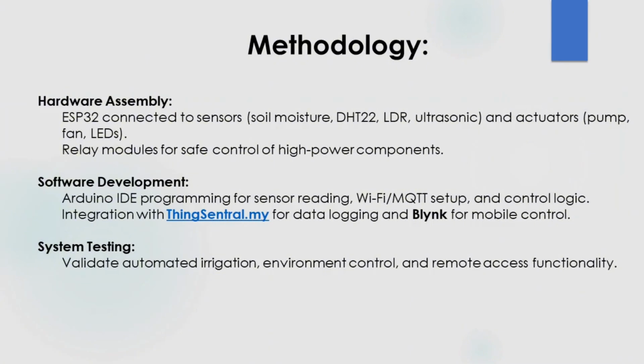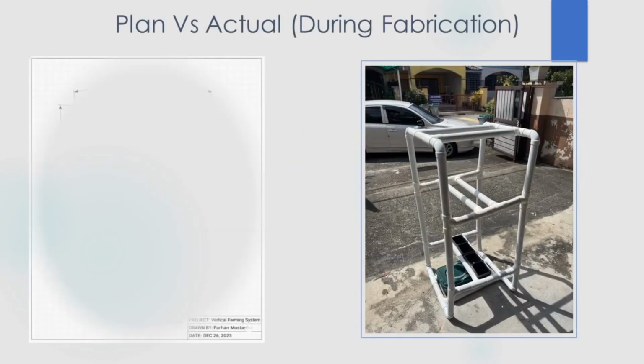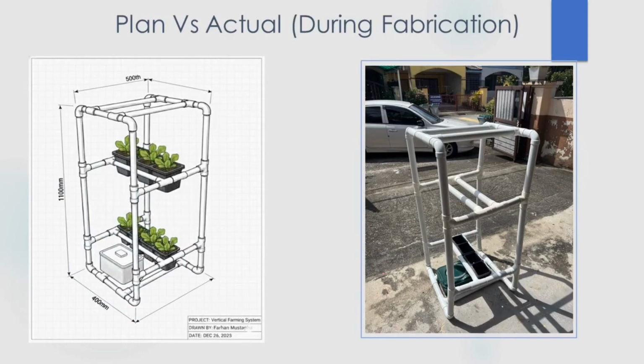The hardware system consists of an ESP32 controller connected to multiple sensors including soil moisture, temperature and humidity, light intensity, and water level sensors, along with actuators such as LED lighting control using relay modules. This system was developed using low-cost and easily available components to ensure affordability and accessibility. The total cost that we spent for this entire project is around RM399, which consists of multiple sensors and also devices.